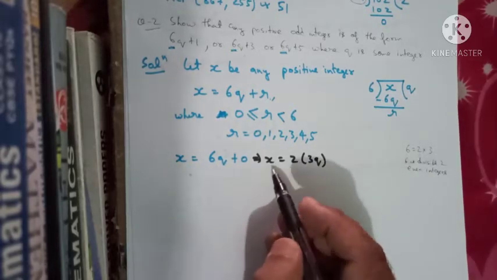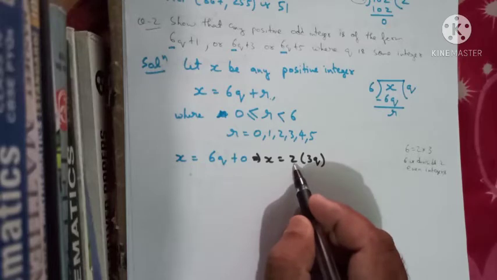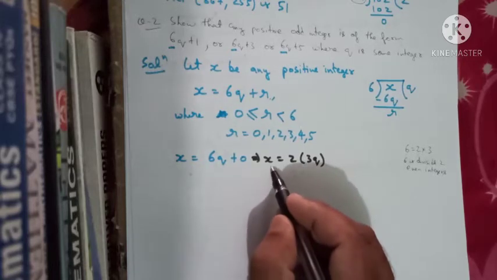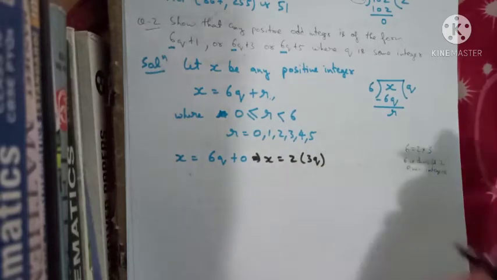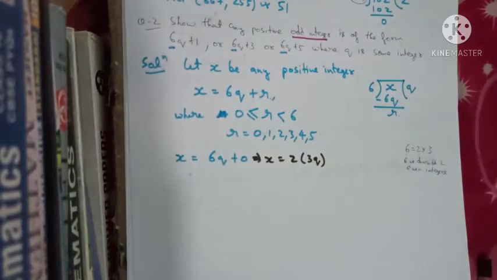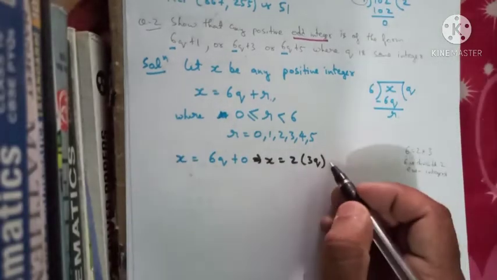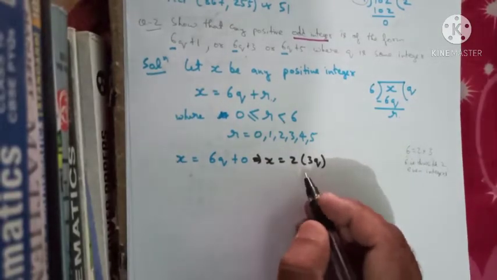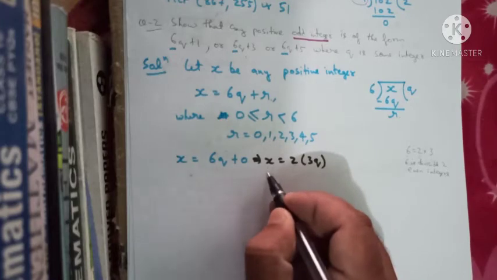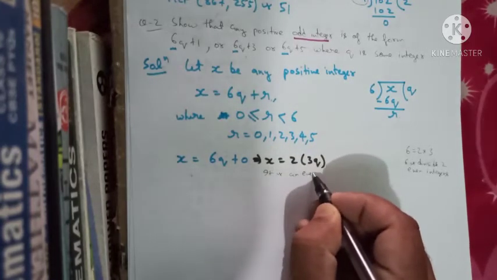So that means x is equal to 2 multiplied by 3q. So x is divisible by 2, so x is an even integer. But we are not concerned with even integers. We will be concerned with odd integers only over here. So we will not be considering this. Okay, so it is an even integer.